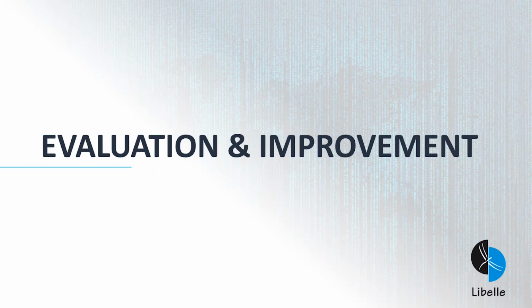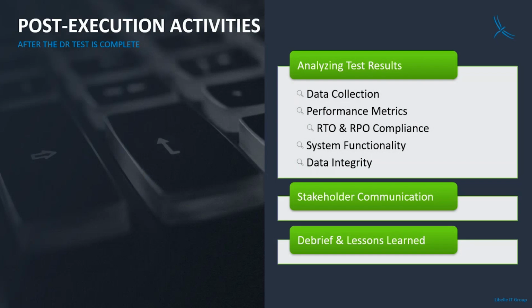Now, after the DR test has been executed, we go to the evaluation and improvement of the DR plan. After the execution, we analyze the test results. We look at our collected data and check, did everything go as expected? We look at our performance metrics. Did we meet the RTO that we wanted? Did we meet the RPO that we wanted? We look at the system functionality. Did all the critical functions perform as we expected? And we look at the data. Was it complete and consistent? Then after we've analyzed the test results, we communicate those results to the stakeholders. Last, we debrief with the team and we record the lessons learned.